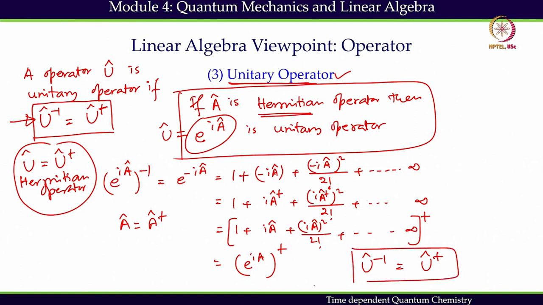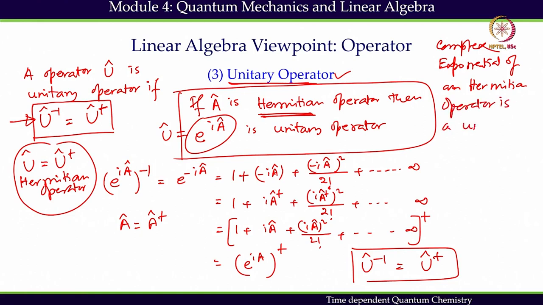So it's an interesting property. If A is a Hermitian operator, then the exponential of that operator, the complex exponential, not any exponential, the complex exponential of a Hermitian operator, is a unitary operator.